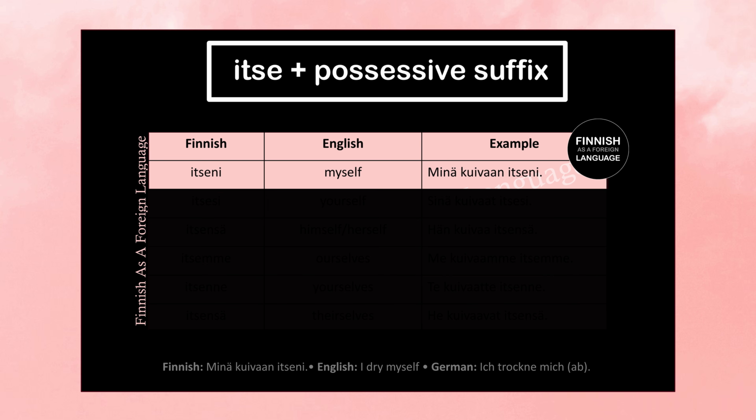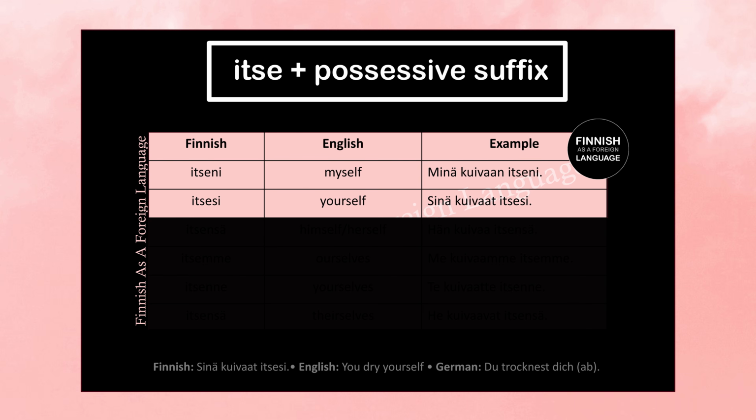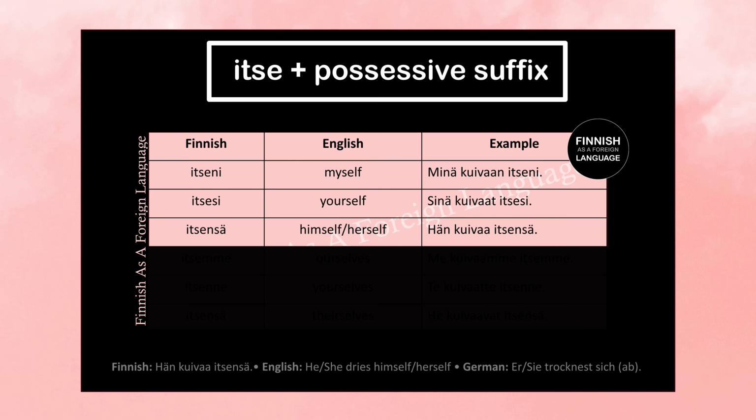Now let's go through all the forms. Itseni means myself. For example, minä kuivaan itseni. I dry myself. Itsesi means yourself. For example, sinä kuivaat itsesi. You dry yourself. Itsensä means himself or herself. For example, hän kuivaa itsensä. He or she dries him or herself.